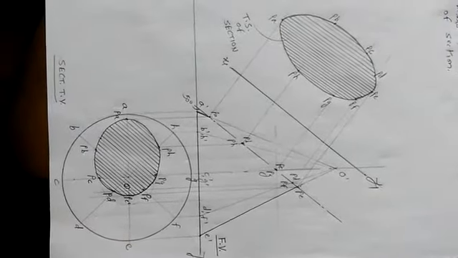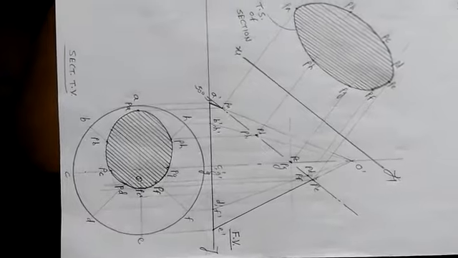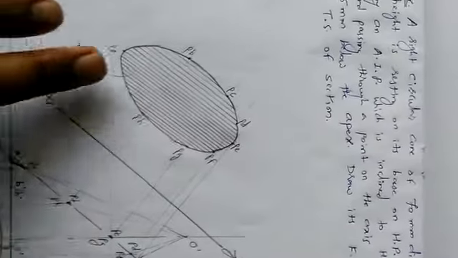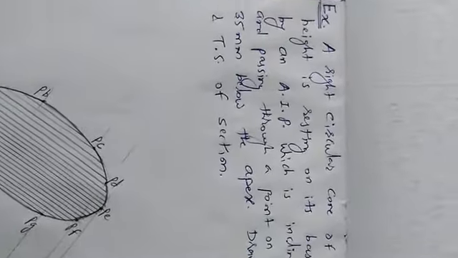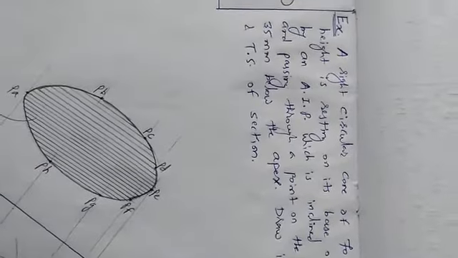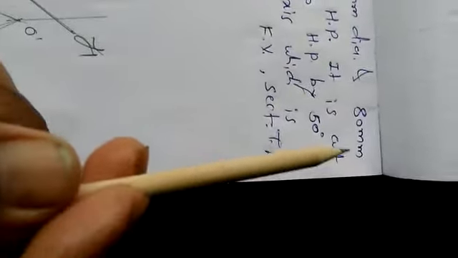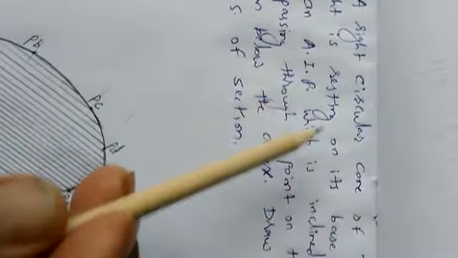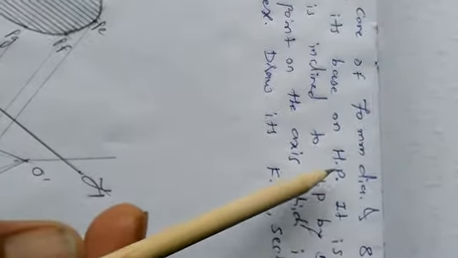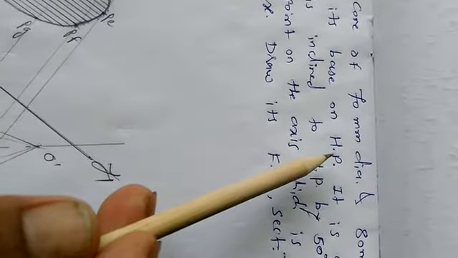Next problem of the section on solids is with regard to a cone. First of all, we will have a look over its narration. See here what is mentioned in the narration. A right circular cone of 70 mm diameter and 80 mm height is resting on its base on HP. This is the positioning of the solid on HP.